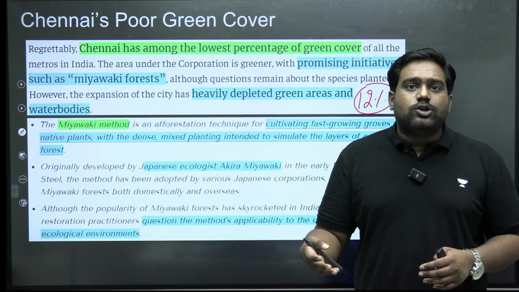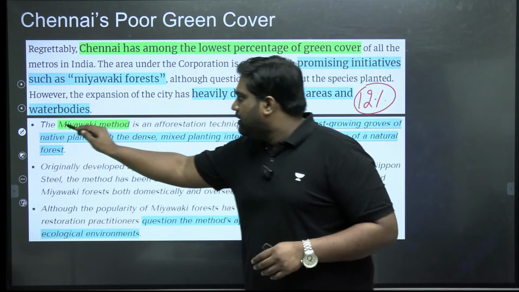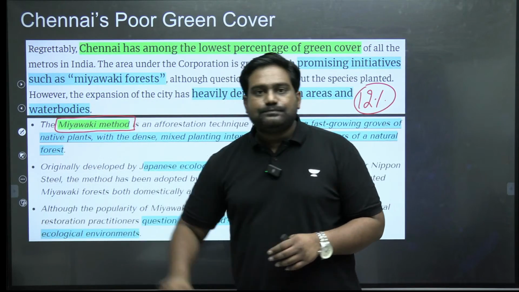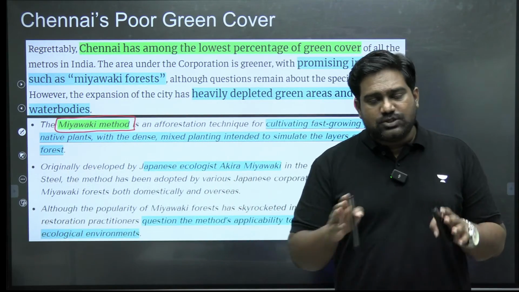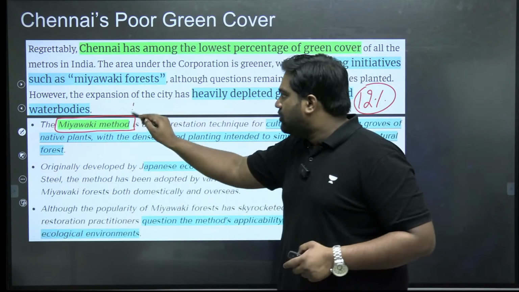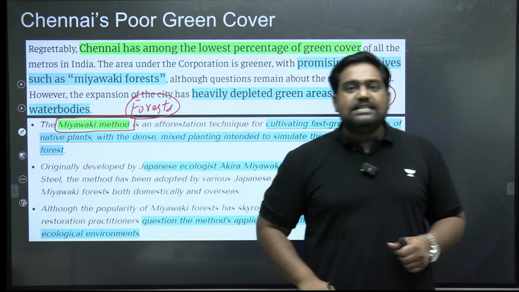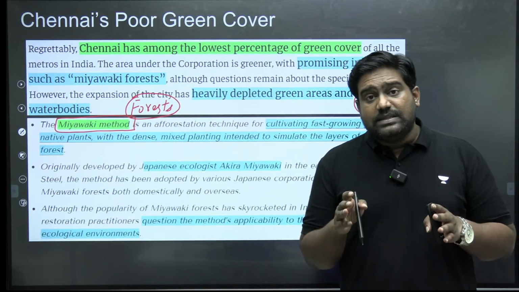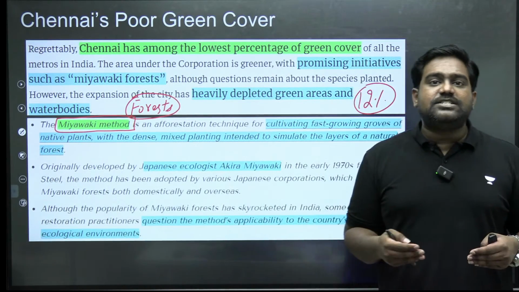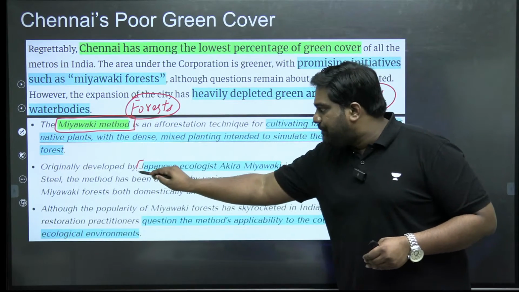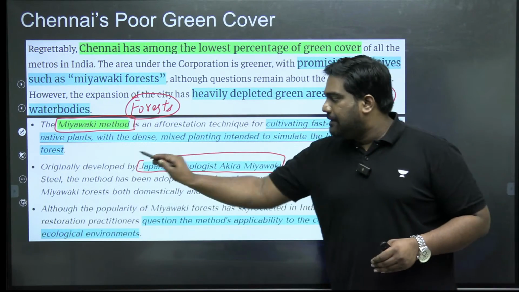For example, the local authorities have tried developing the Miyawaki forests. This can come as a prelims question. That's why I'm pointing this out. There could be a question on Miyawaki forests. This is a Japanese technique of creating green spaces within cities. It was popularized in the 1970s by Japanese ecologist Akira Miyawaki.